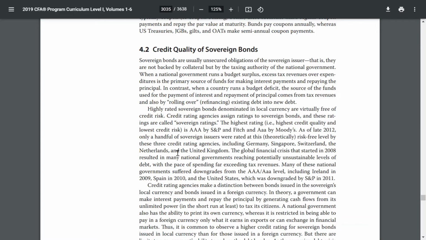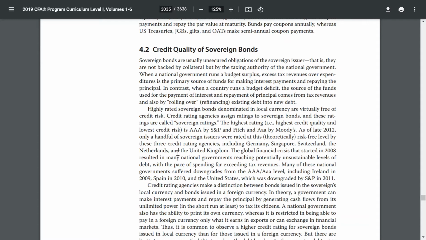Highly rated sovereign bonds denominated in local currency are virtually free of credit risk. Credit rating agencies assign ratings to sovereign bonds, and these ratings are called sovereign ratings. The highest rating is AAA by S&P.